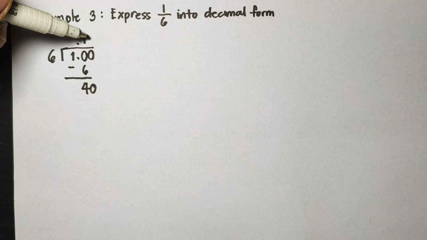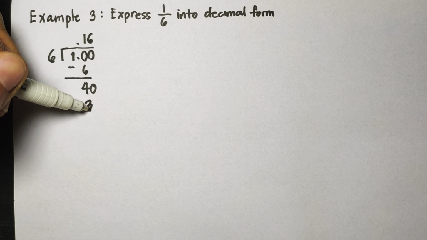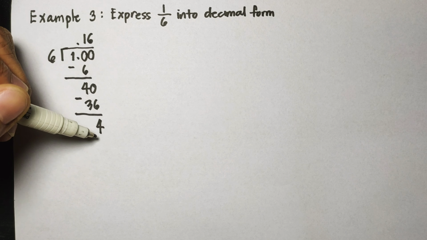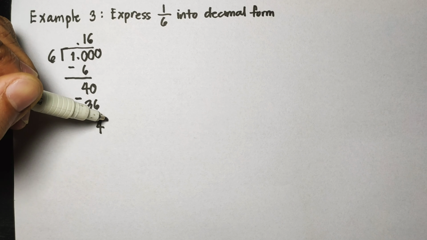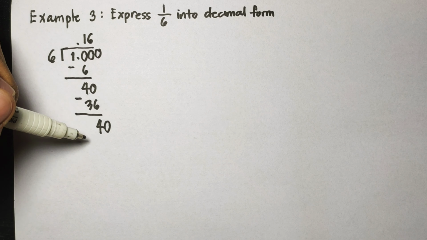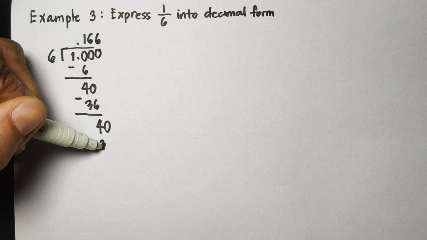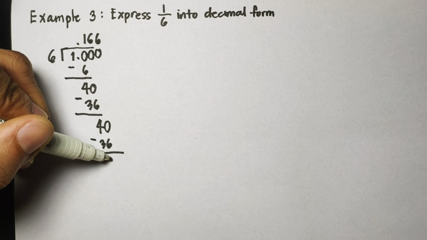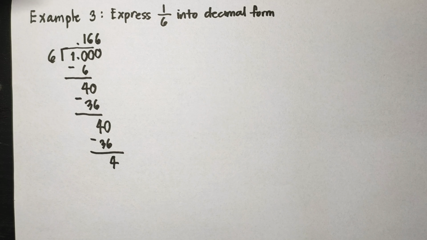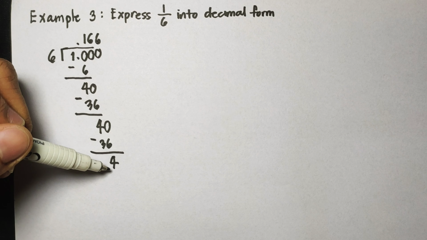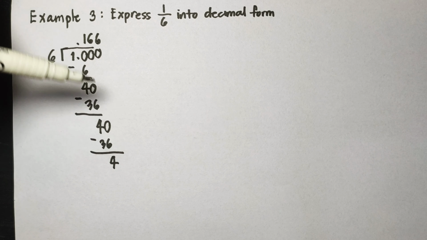How many 6 do you have in 40? We have 6. 6 times 6 is 36. Then subtract, that will become 4. It is still not 0, add 0, then bring down 0. So 40 divided by 6 is 6 again, then multiply, that is 36. Then subtract, that is 4. So as you can see, our division just repeats, but our remainder is still not 0.